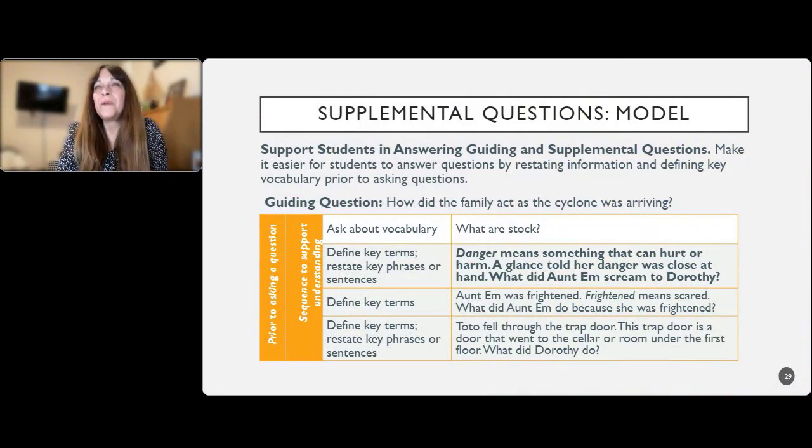Now you see another model of guiding supplemental questions. It describes and models methods to make it easier for the students to answer questions by restating information and defining key vocabulary prior to asking those questions. Danger means something that can hurt or harm. A glance or quick look told her that danger was close at hand. What did Aunt Em scream to Dorothy? And as you can see here, these are all ways that we can support our students as we're helping them answer the supplemental questions so that they can get to the central idea of the text.